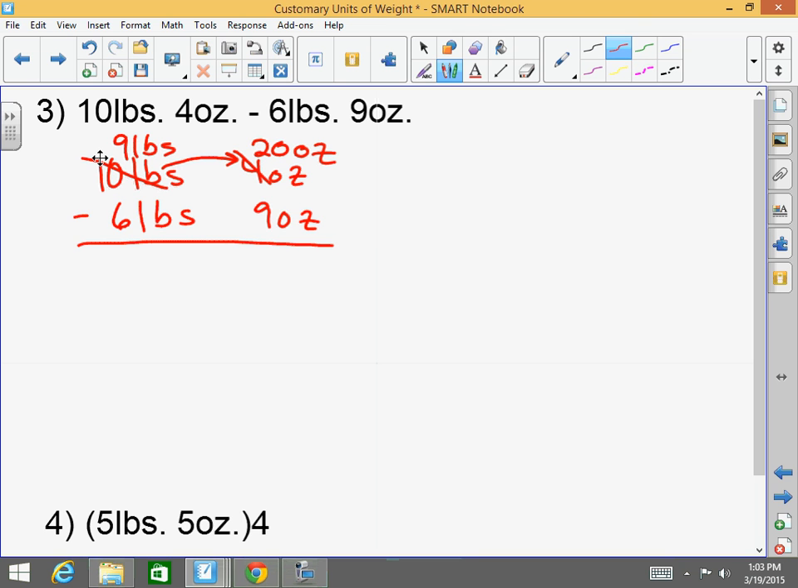Before I continue, does everyone see what I did there? Make sense? All right. So 20 minus 9 is 11 ounces. 9 minus 6, so I've got 3 pounds. 11 ounces left over.